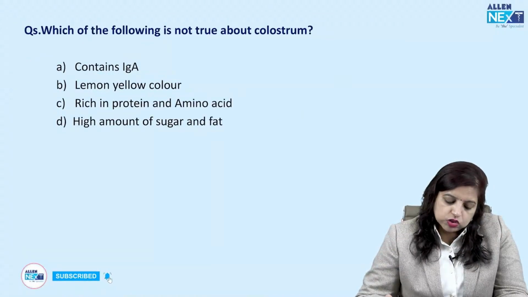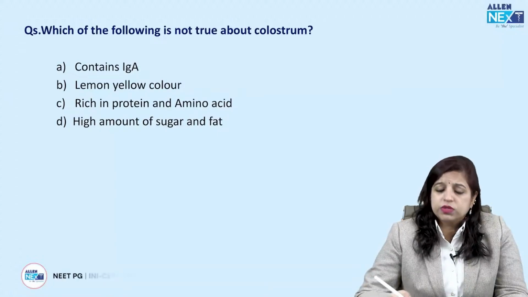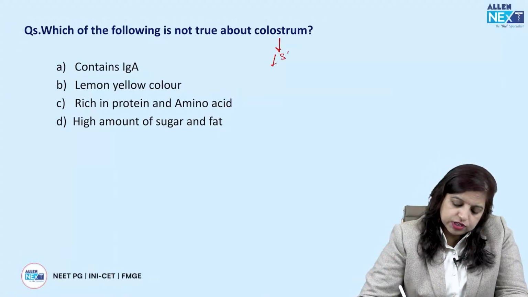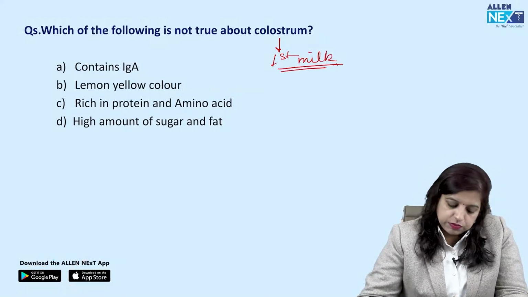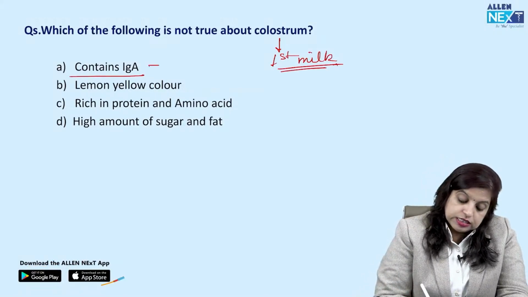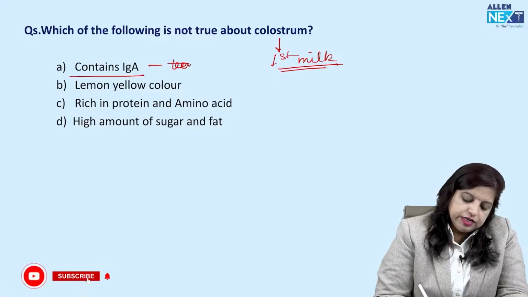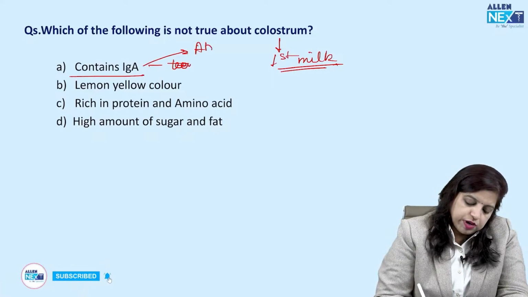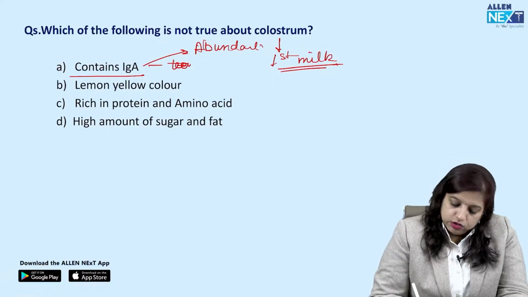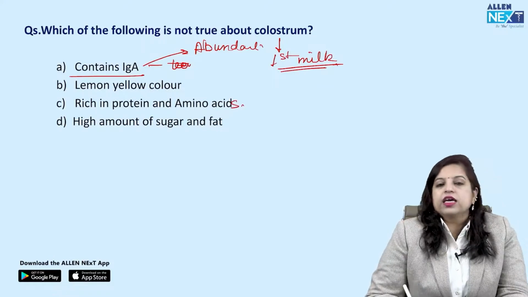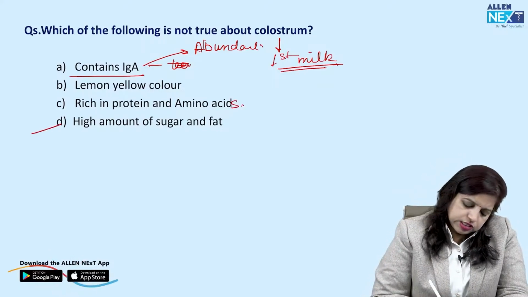Then, which of the following is not true about colostrum? Colostrum is the first milk which comes out of the breast, right, soon after the birth of the baby. So, does it contain IgA? It is teeming with IgA. It is abundant. I should write over here abundant. Then it is lemon yellow color, very true. It is rich in protein and amino acids, yes, and it is high amount of sugar and fat. Now, this does not go well.